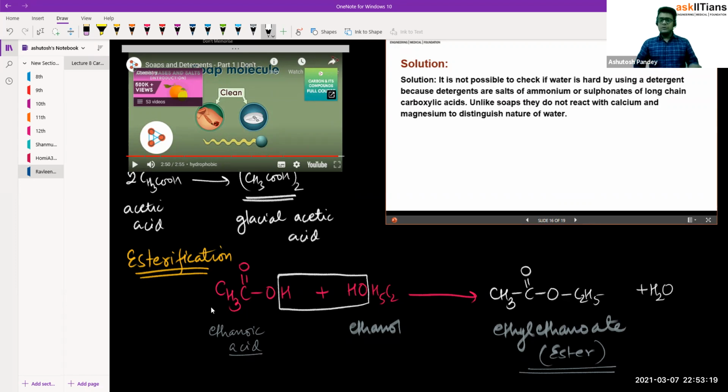So it is not possible to check if water is hard by using a detergent, although we can check it with the help of soap, because detergents are salts of ammonium or sulfonates of long carbon chain carboxylic acids. Unlike soap, they do not react with calcium and magnesium to distinguish the nature of water, whether it is hard or soft. So if we want to determine whether water is hard or soft, we will be using soap, and by use of detergent we cannot determine that.